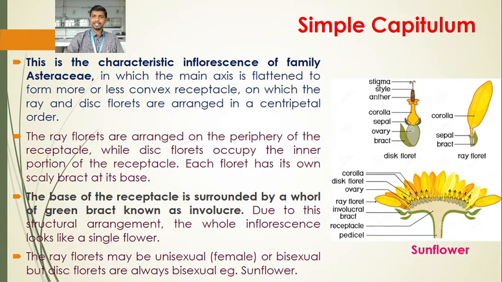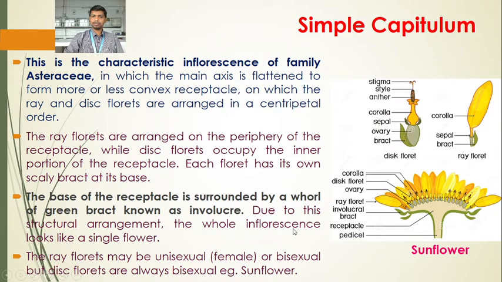So each disc floret or ray floret bears a bract at its base. Here the ray florets are present at the periphery of the receptacle, while disc florets are present towards the center, towards the inner portion of the receptacle, and each floret has its own scaly bract at its base. The base of the receptacle is surrounded by a whorl of green bracts that we call the involucral bracts.